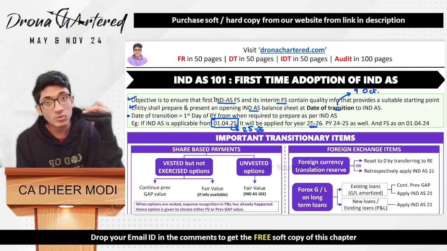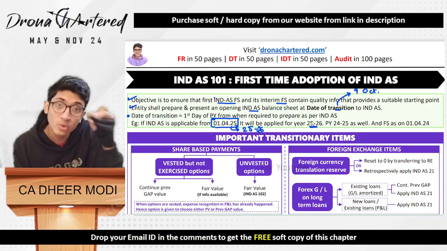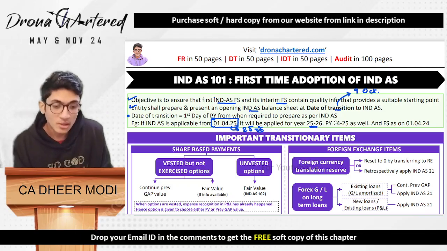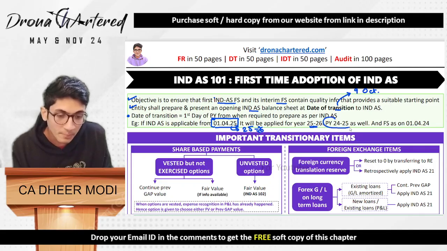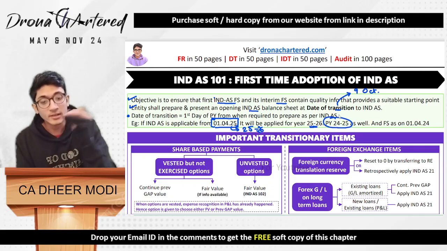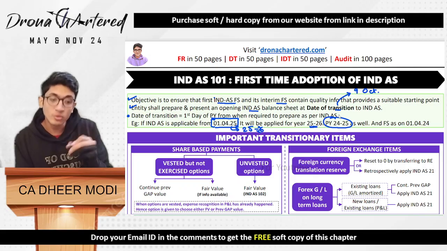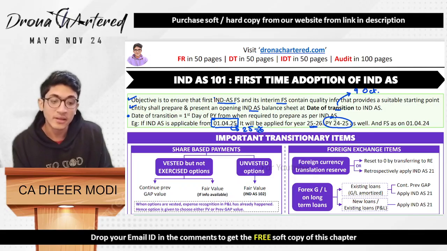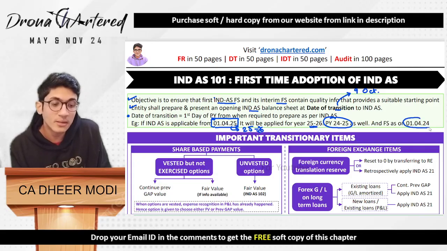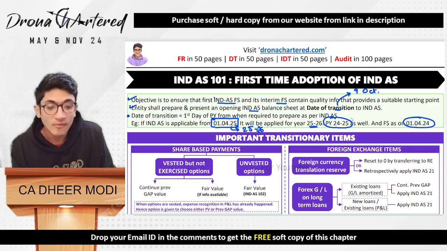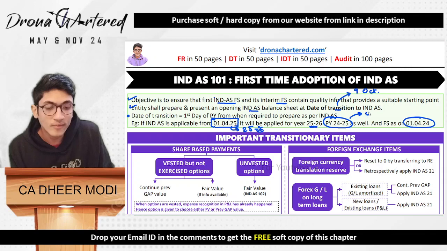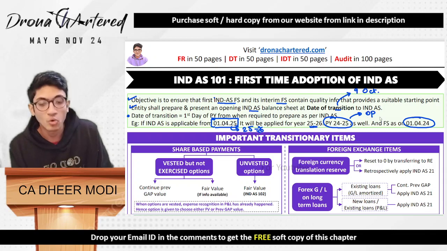However, as you know, when we prepare financial statements, you also need comparative financial statements. So therefore, you will also have to prepare for the financial year 24-25, that is your previous year. So you will have to make financial statements as on 24-25 and financial statements as on 1st April 2024. That means for 24-25, you have to make both opening and closing balance sheet.